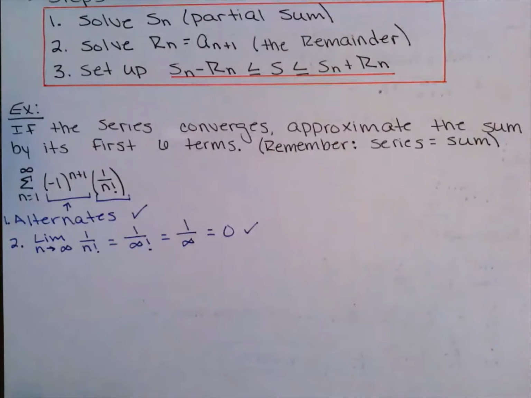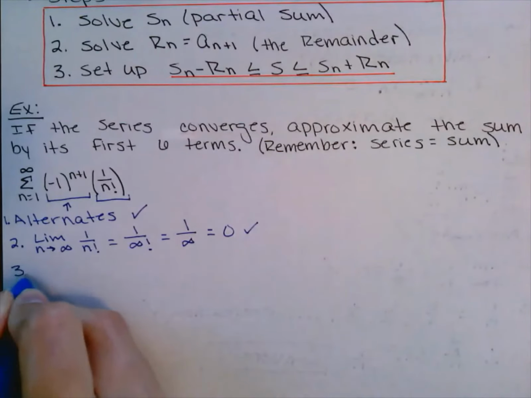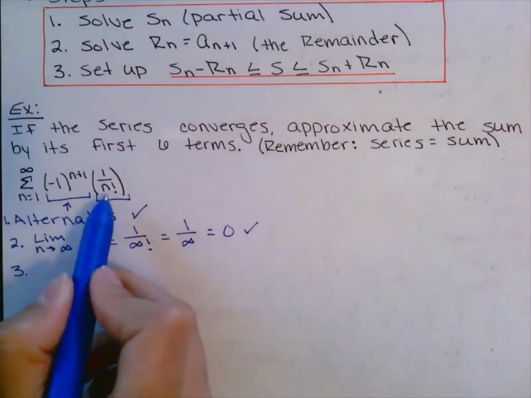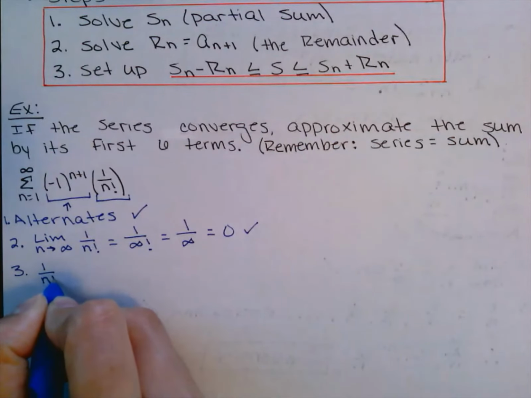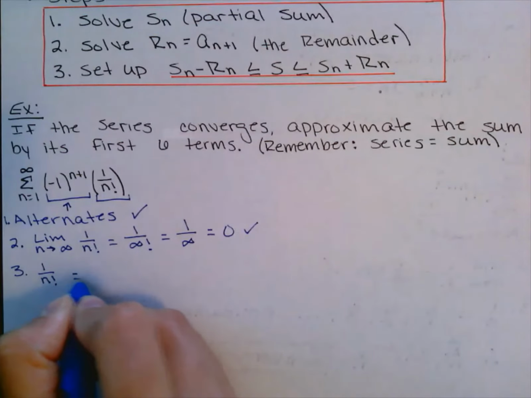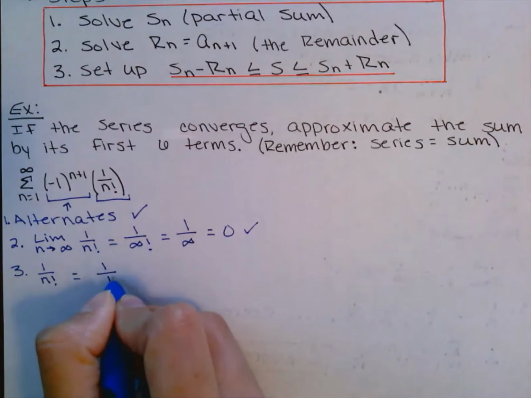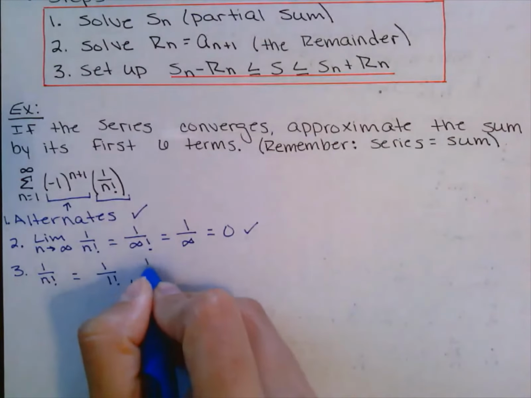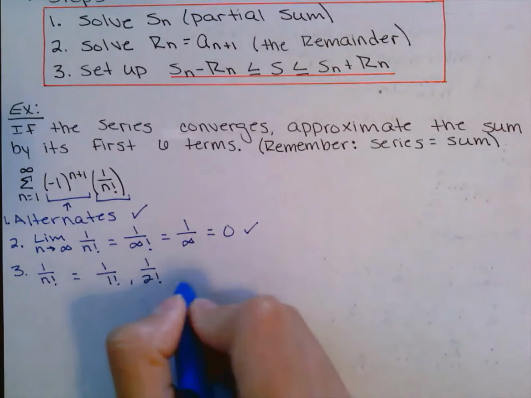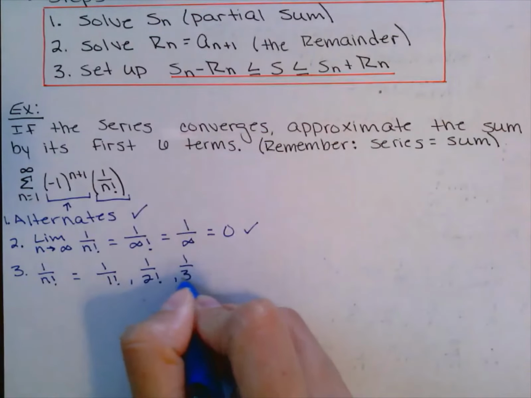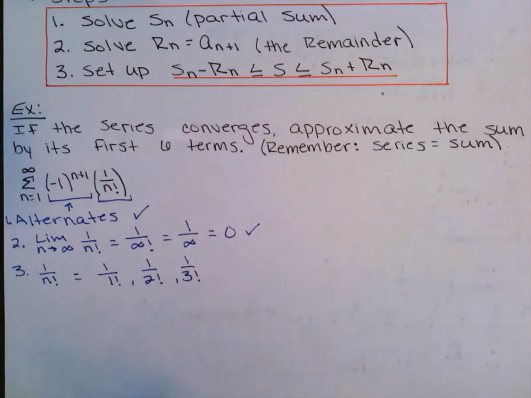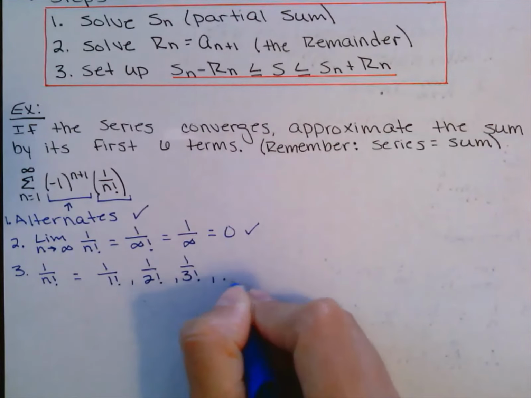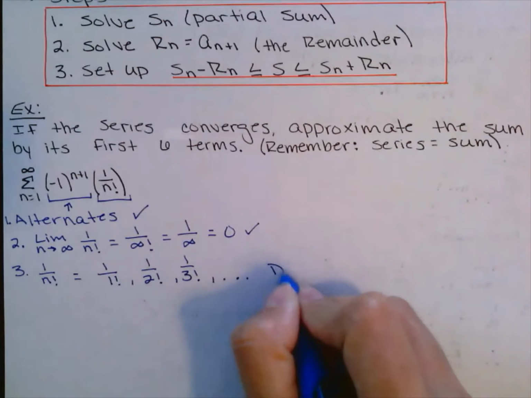I'm good. And then third, I need to check that the terms of a sub n, of this portion, decrease. So if I'm working with 1 over n factorial, the first term would be 1 over 1 factorial. Then I'd have 1 over 2 factorial. And then 1 over 3 factorial. And as you can see, my denominator is getting bigger and bigger and bigger every time, which means that it is decreasing.